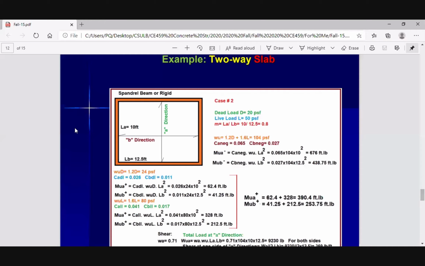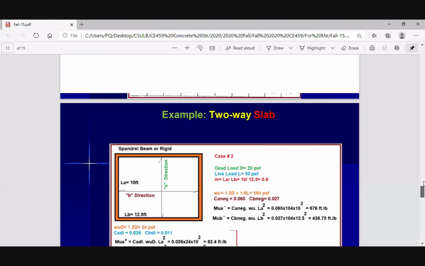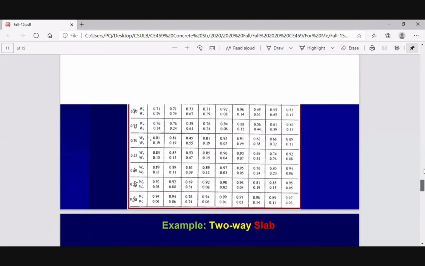So in this case, we have to go and find for A direction, because LA is 10 feet, LB is 12.5 feet. So LA minimum, LB maximum. Okay. So which case should we consider for this when we have 4 sides rigid? If you go to this table, because we have to pick the right one, as you can see, 4 side rigid means case 2.